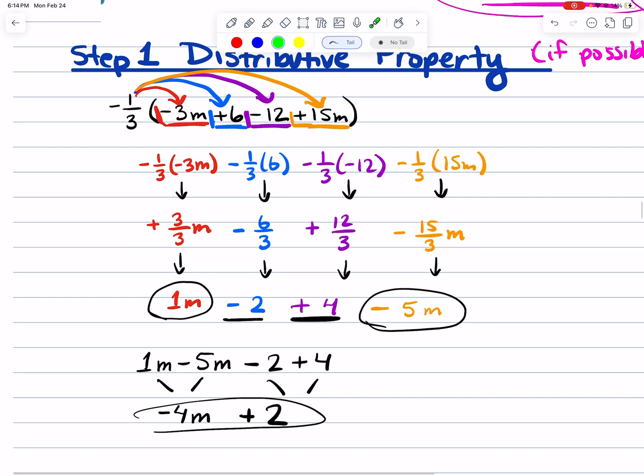Yes, does this look disgusting to do? Yes, but it's an option. You could do distributive property first. But remember, if you wanted to add and subtract the inside first, and then you distribute 1/3 to two numbers, that works out too. But this is what it looks like if you were to do 1/3 times everything.